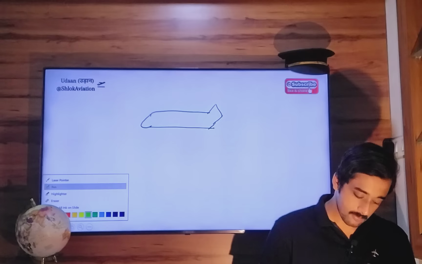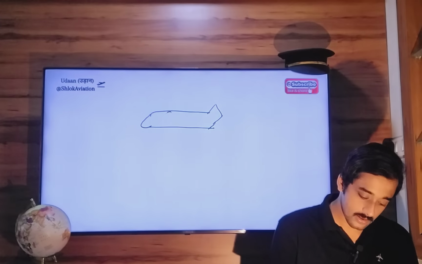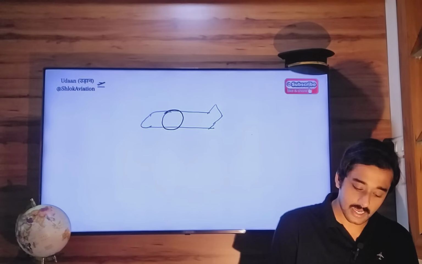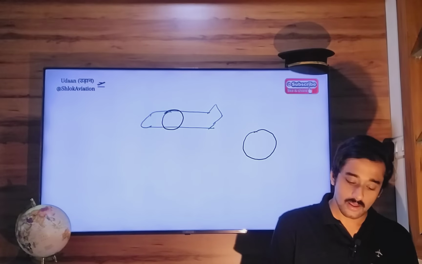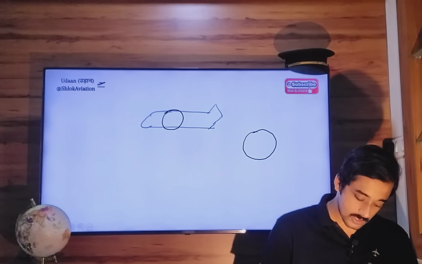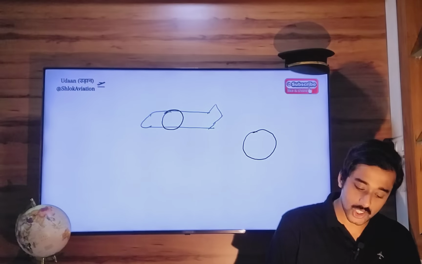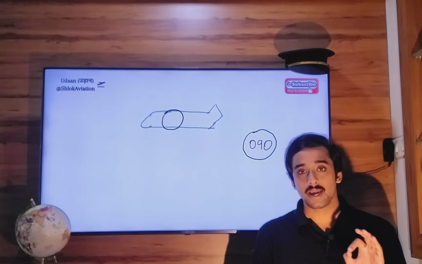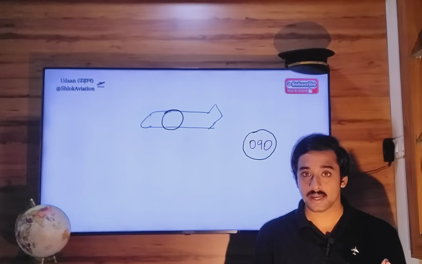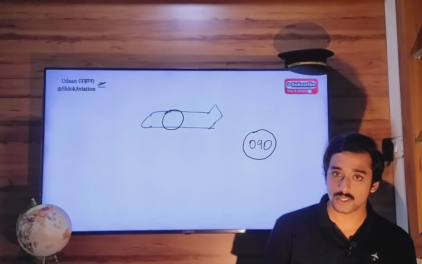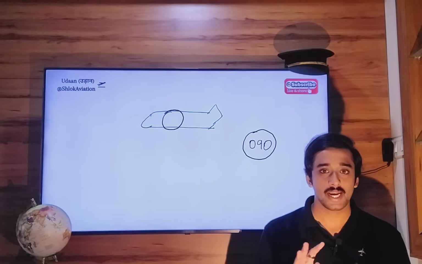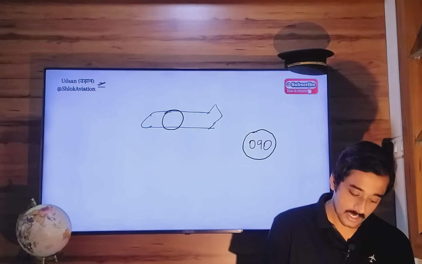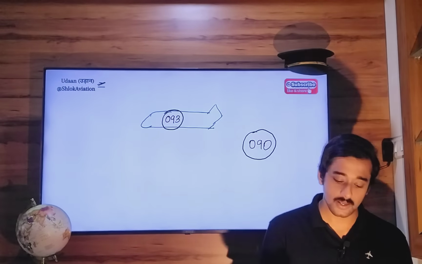There is a magnetic compass in this aircraft. There is a magnetic compass outside this aircraft. Now, let's say a magnetic compass outside this aircraft points to a direction of 090. Now, the same magnetic compass, when you take inside the aircraft, it will point at some other direction, 087, 088, 092, whatever. So, let's say it points at 093.